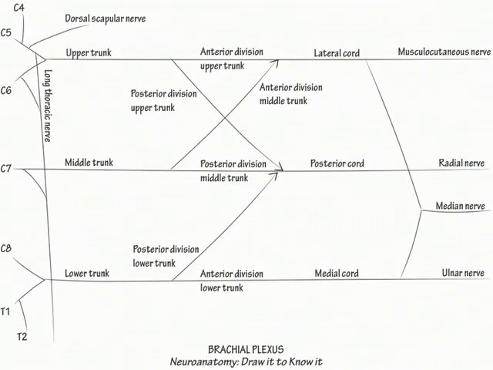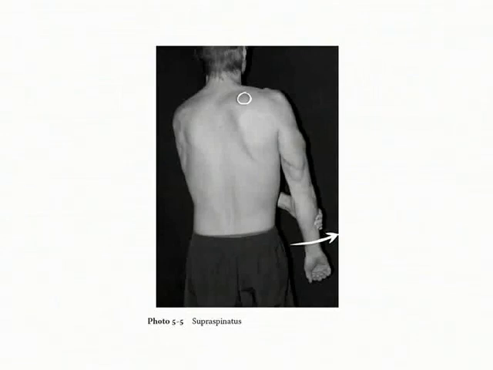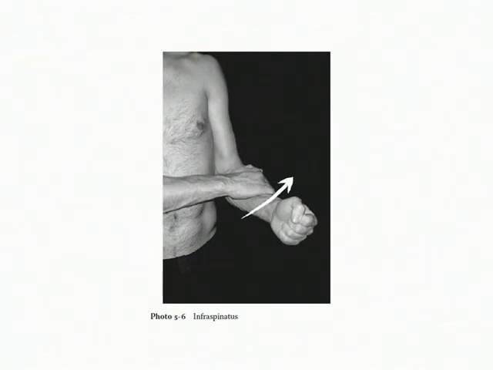Next, show the suprascapular nerve originate from the upper trunk and innervate the supraspinatus and infraspinatus muscles. Demonstrate that the supraspinatus muscle is responsible for the first 20 to 30 degrees of arm abduction, and that the infraspinatus muscle is the primary external rotator of the arm. The other is teres minor.